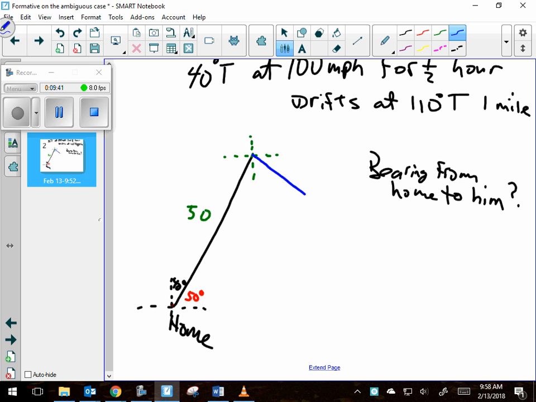So let's say that. And if that's 90 to get to here, then 110 must be 30 more degrees. That's a 30-degree angle. That's, of course, a 90. And then this must be a 60. All right. And it's only 1 mile.